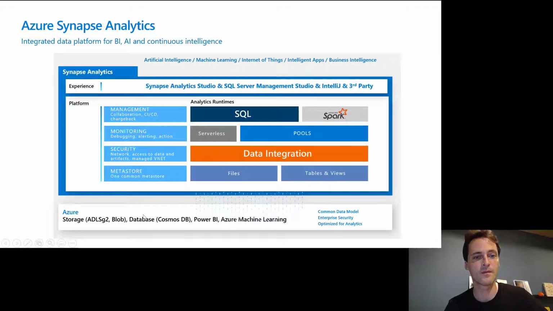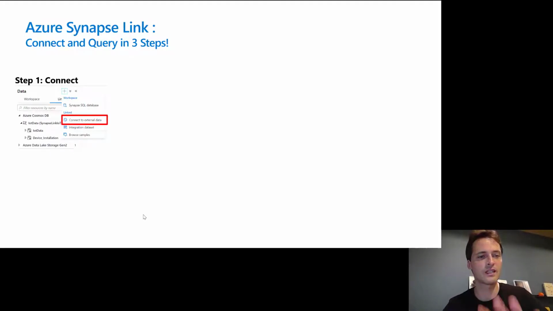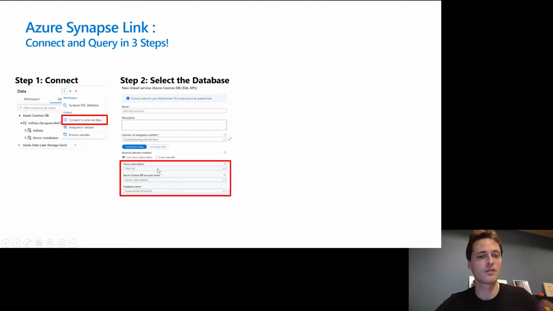Let me pause it and go over the next element. How now in this awesome platform can I connect my Azure Synapse Link for Cosmos DB? It's very simple. It's a 3-step thing. First you connect, you are in your Data Object Explorer. You can click on plus, connect to external data. Next step is, based on your subscription, you can automatically, like it infers which account you have access in which database.